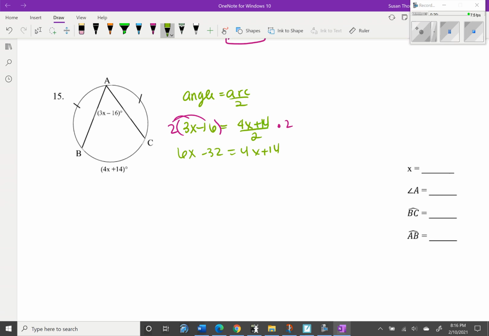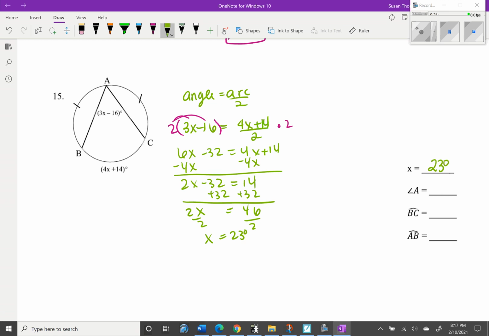Let's go ahead and subtract the 4x. So 2x minus 32 equals 14. Add the 32. So that means 2x is equal to 46. Divide by 2, and x is equal to 23 degrees. So now that we have x is 23 degrees, we can go ahead and start solving.